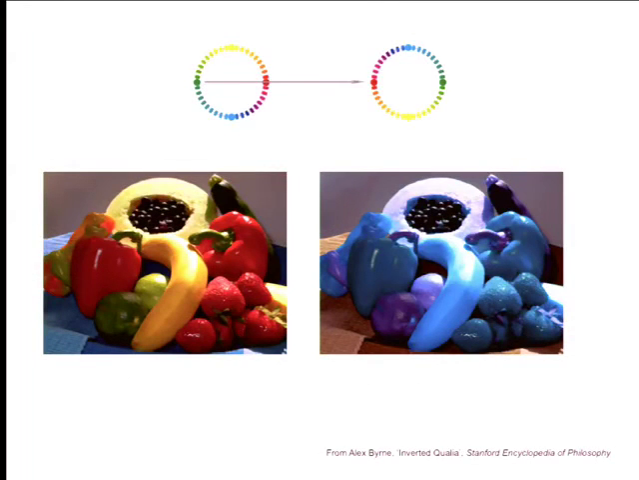Can you put your hand up if you don't quite see what I'm getting at there? Yes? Okay.